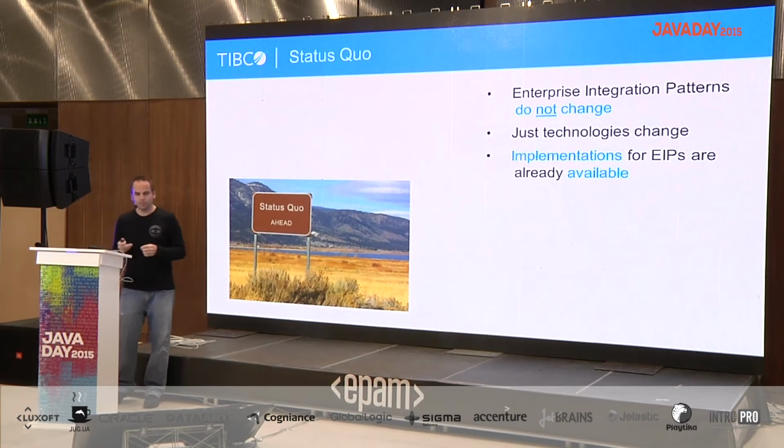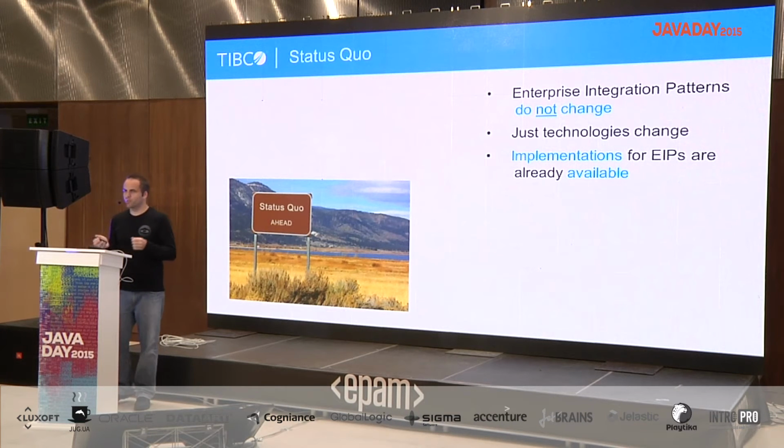And so if we take a look at the status quo of these enterprise integration patterns, the good news here is they do not change. The book is 12 years old, but still it doesn't change. The problem is still the same. Sometimes the technologies change. You use, as we heard in the keynote, Java, Closure, JavaScript, or whatever you use for your specific problem, but the patterns do not change, just the technologies.